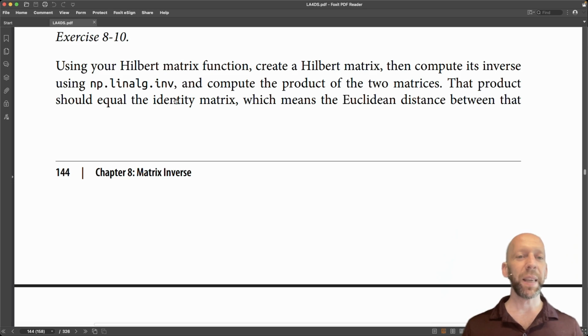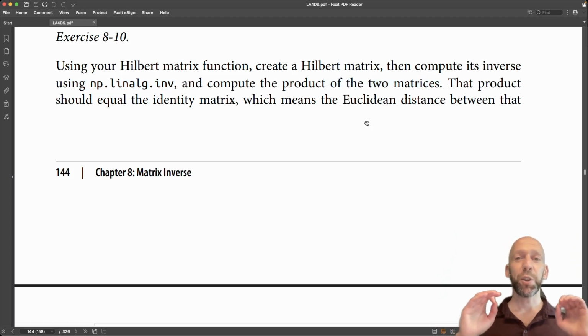Okay, so using the Hilbert matrix function, and you can use either the function that you wrote in the previous exercise, or you can use the SciPy Hilbert function that is built in. Create a Hilbert matrix, compute its inverse using linalg.inv. Now, we already did this in the previous exercise, and compute the product of the two matrices.